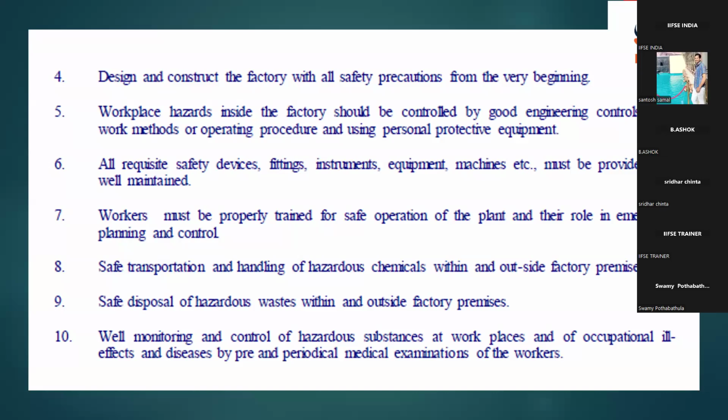Like signboard of the chemical storage area. Sorry? Chemical storage area signboard. No, signboard comes in administrative control, Santosh. Any example? Engineering control means, I'll give more clarity. So where you are using the technology, equipments or instruments or controllers to avoid the exposure.